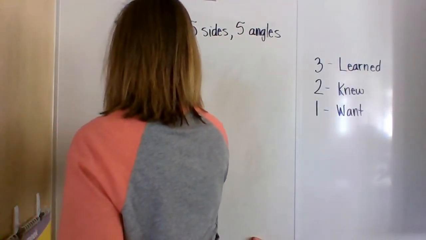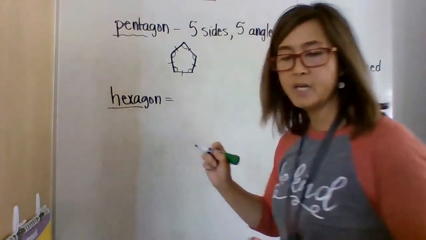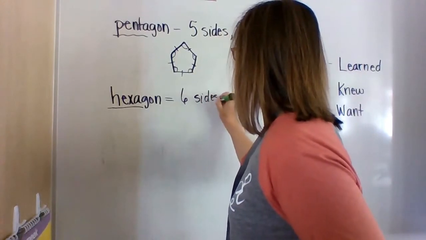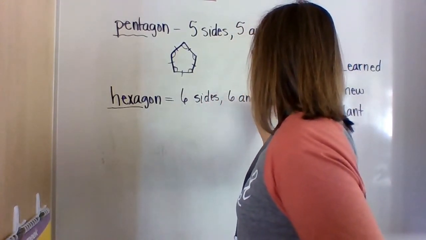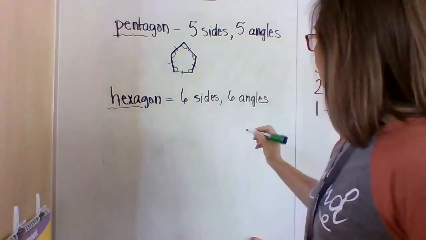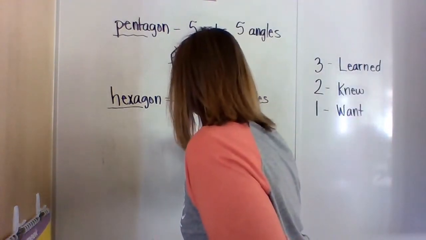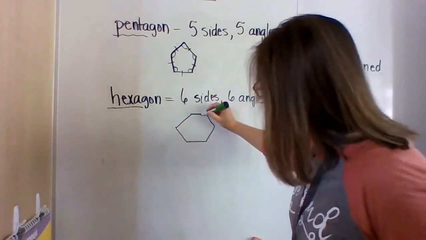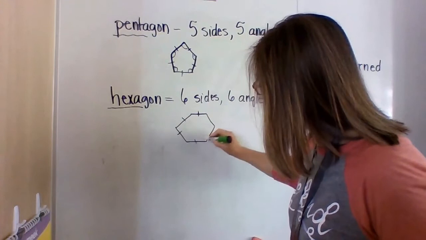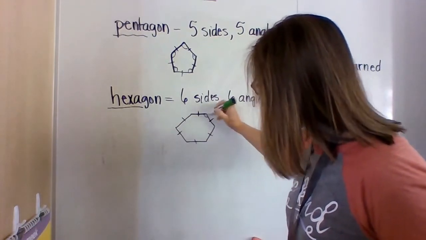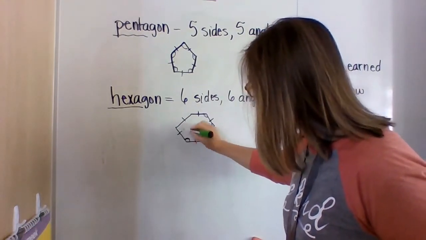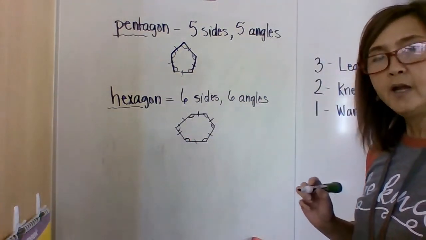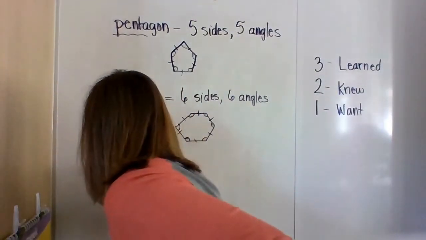Hexagon, hexa means 6. So 6 sides and 6 angles. I will try to draw a hexagon. So again, side 1, side 2, side 3, side 4, side 5, side 6, and angle 1, angle 2, angle 3, angle 4, angle 5, angle 6. That is a hexagon. And our final one is an octagon.